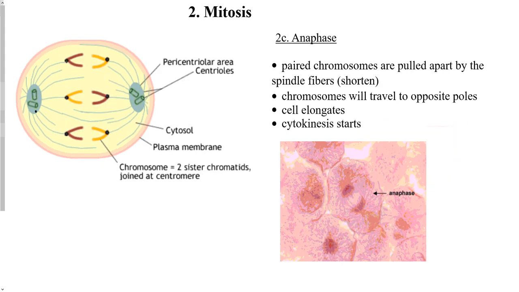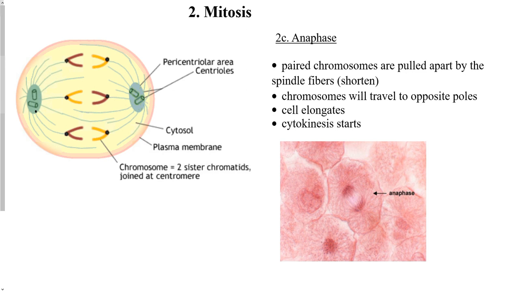Now, anaphase. Okay, what happens now? Apart. Okay, paired chromosomes are pulled apart by the spindle fibers. So the spindle fibers, they grow and then they start to shorten. All right, that's what's happening there. Chromosomes will travel to opposite ends or the opposite poles. When this starts to happen, the cell actually starts to elongate a little bit.